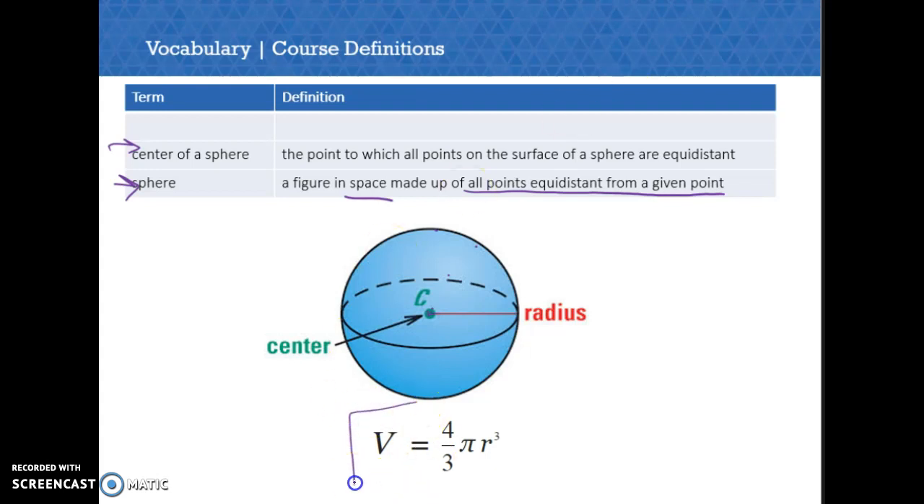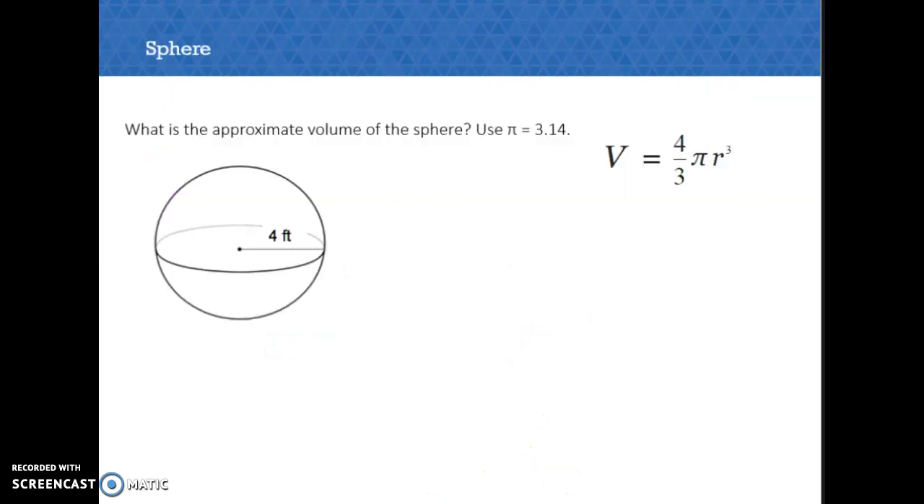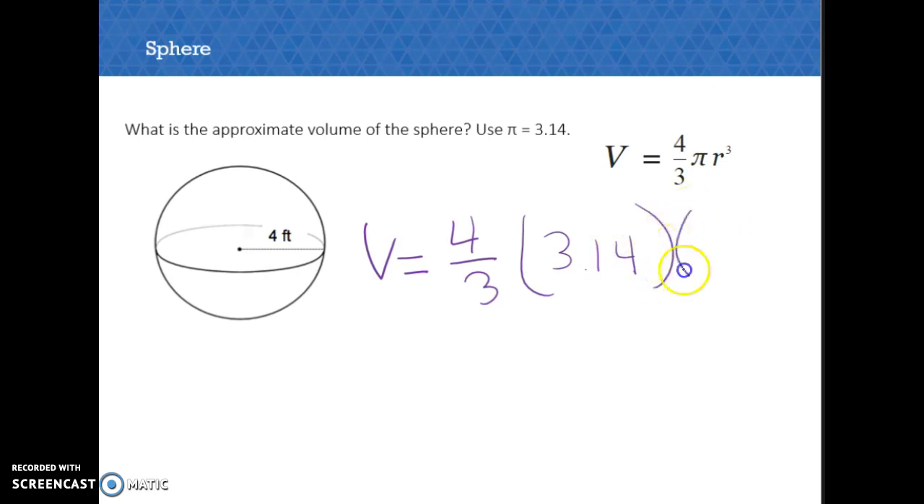And here's our volume formula for a sphere: 4/3 pi r cubed. It says, what is the approximate volume of the sphere? Use 3.14 for pi. We're just simply going to plug in. Volume equals 4/3, pi is 3.14, and then r is 4, labeled in the picture here, cubed. So we're just going to multiply now. Volume is equal to, and then you're just going to put this straight into your calculator.